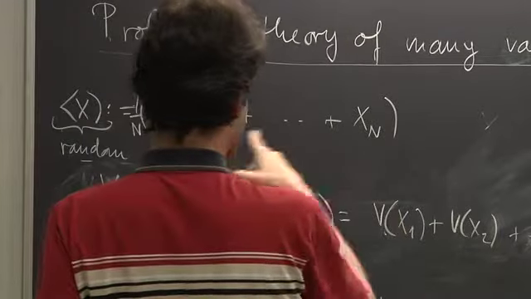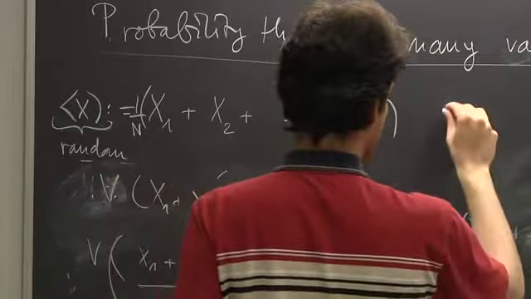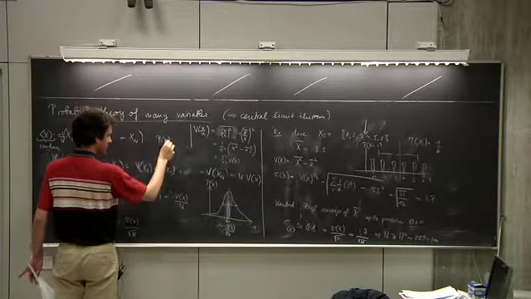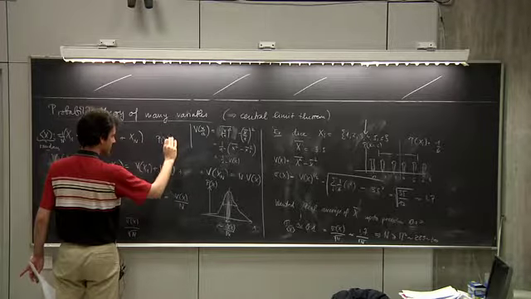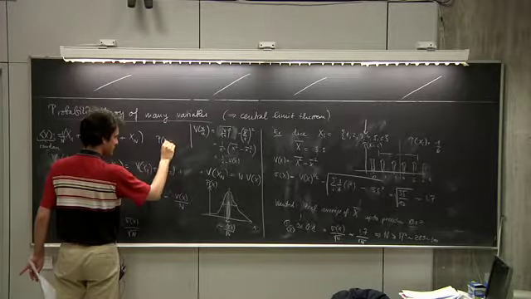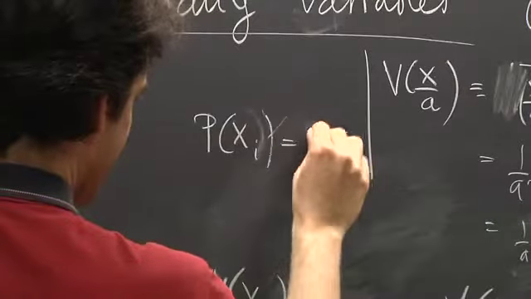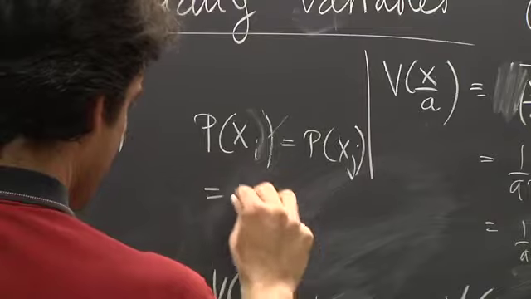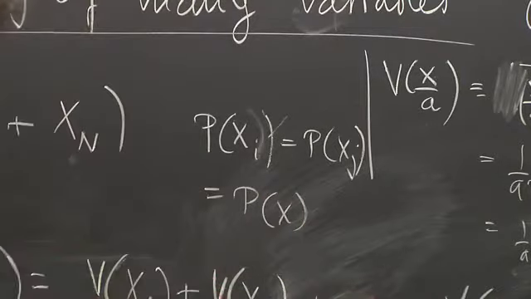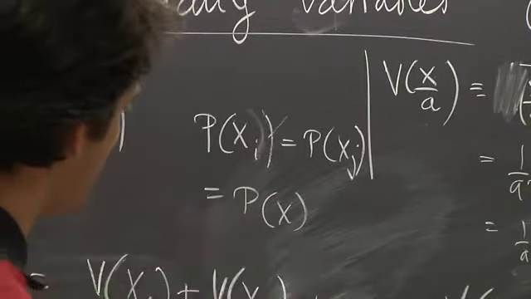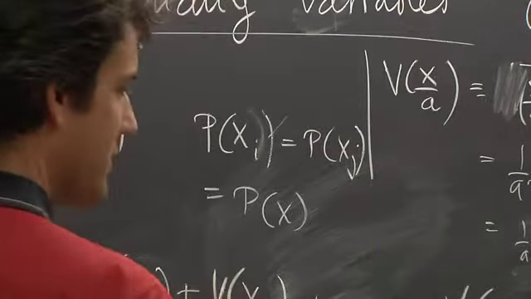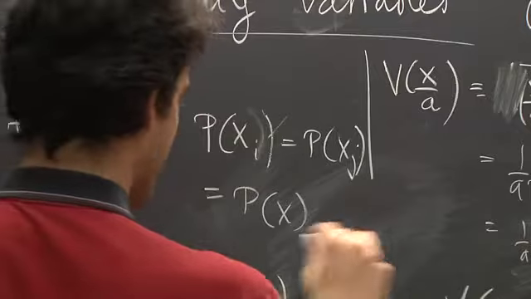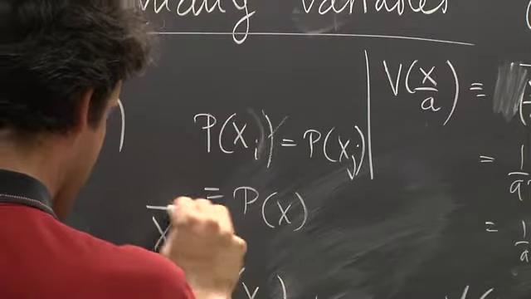So each of these things has the same distribution by our assumption, and we call that p of x, which means each p of xi is equal to p of xj is equal to some p of x. Now this distribution has a well-defined average and a well-defined variance, and that is what I call x bar.